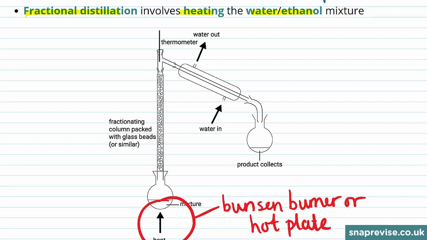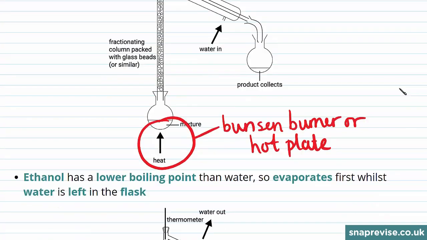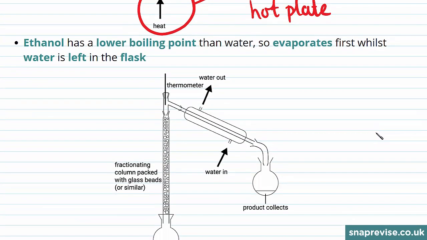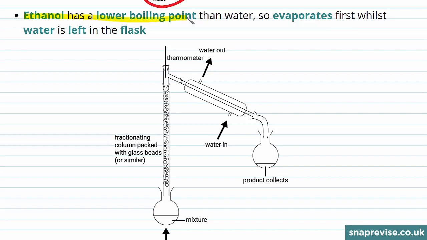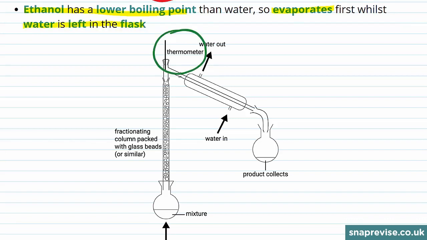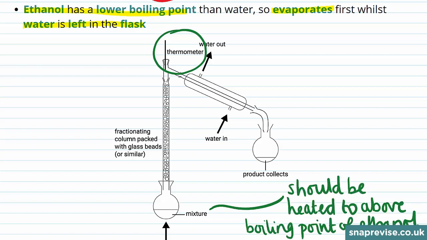The fractional distillation process then works because water and ethanol have different boiling points. Specifically, ethanol has a lower boiling point than water. This means that the ethanol will evaporate from the mixture first, while the water remains in the flask. Using the thermometer, the mixture should be heated to a temperature that's above the boiling point of ethanol, but below 100 degrees, the boiling point of water, as measured at the top of the column at the thermometer.